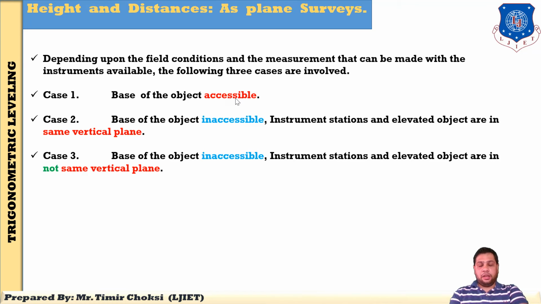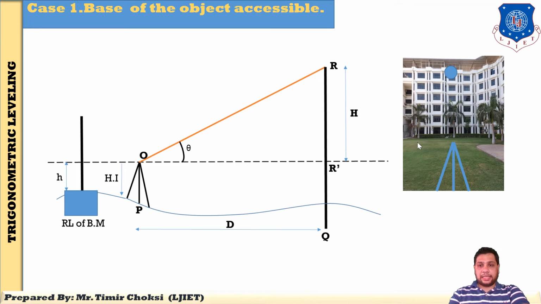First case, accessible. I will explain with a figure, so you clearly understand what is accessible and what is inaccessible. Accessible means you can reach the particular point where the object is, so it can be reached easily. But when you cannot easily reach the object, that point is called inaccessible. You have already studied this in the intersection method of plane table survey, but I have given an example with a figure so you clearly understand.